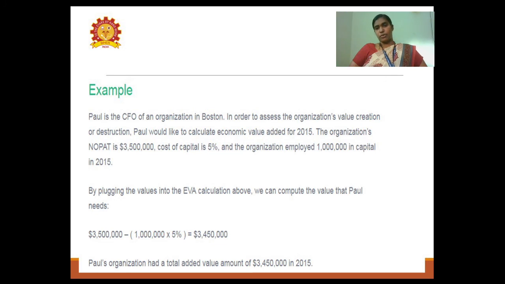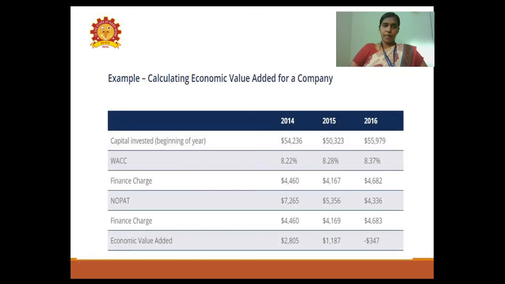So Paul's organization had a total economic value added of rupees 34 lakh 50,000 in the year 2015. So this is an example of calculating economic value added for a company: capital invested, weighted average cost of capital, finance charge, net operating profit, and economic value added, for 2014, 15 and 16.